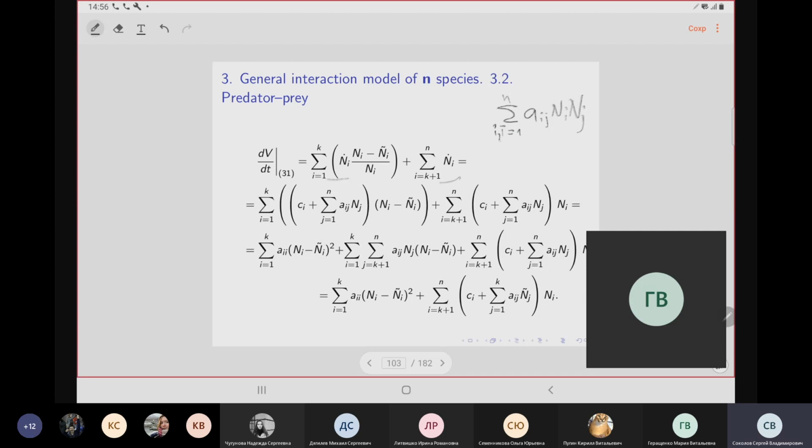If i and j go from 1 to n, it is simply the sum of aii ni squared. Because the other terms destroy each other: aij is negative aji. So finally, after some calculations, we get this result.